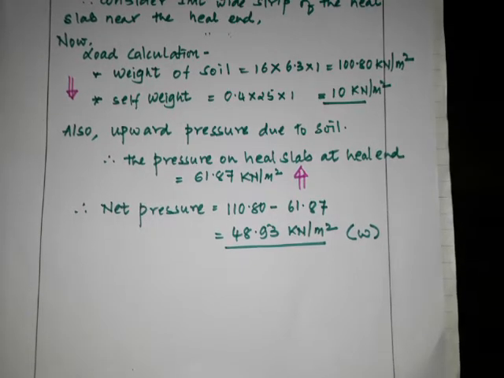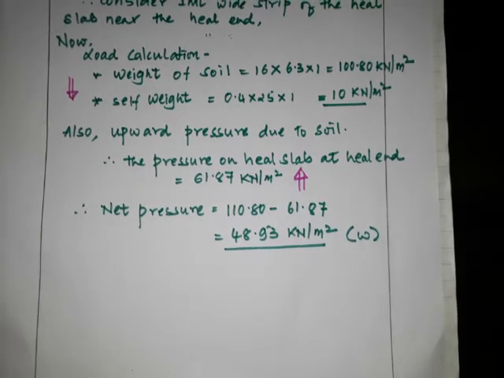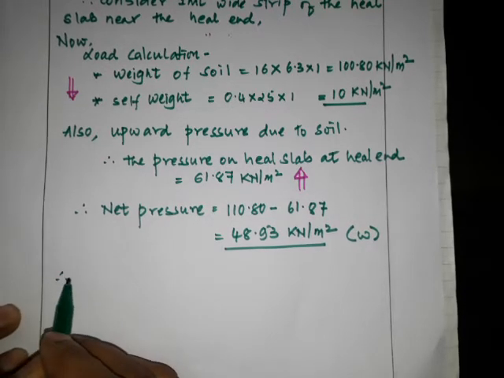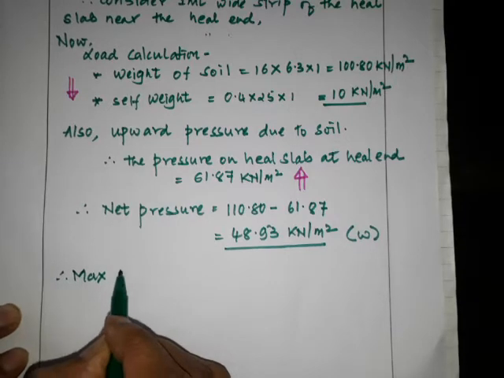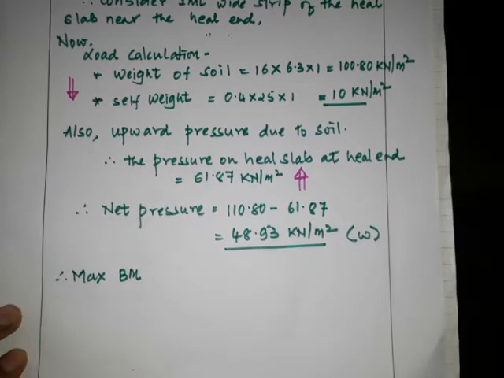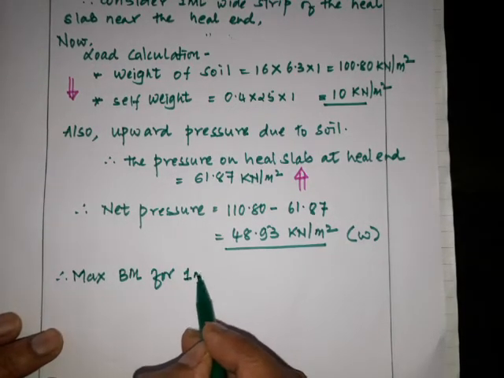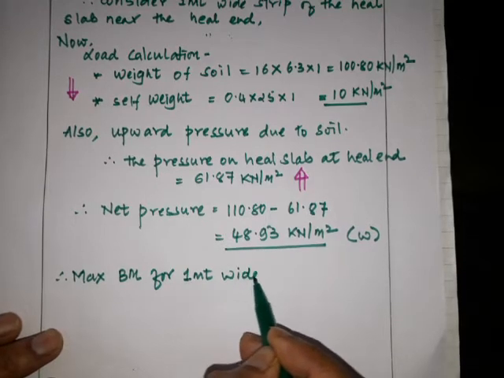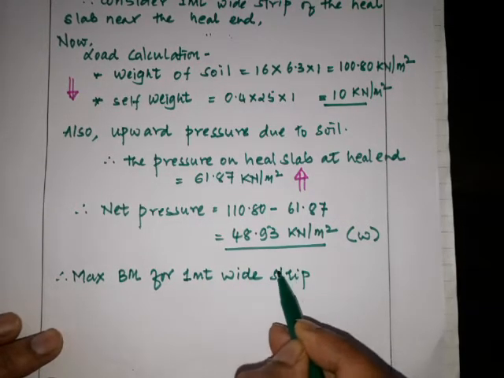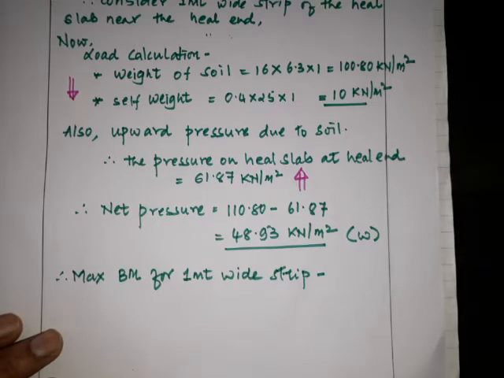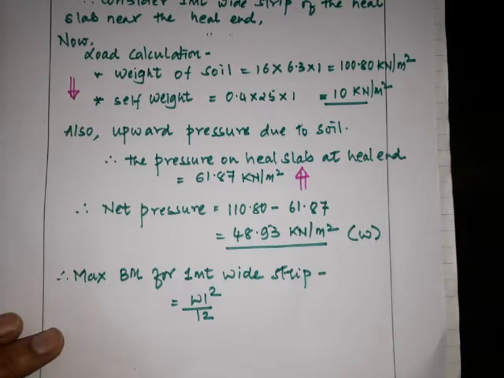So now maximum bending moment, therefore maximum bending moment for 1 meter wide strip, so that is again WL square by 12, because it's a continuous slab, as what we have considered in design of upright slab or stem, same you have to consider here, WL square by 12, okay.